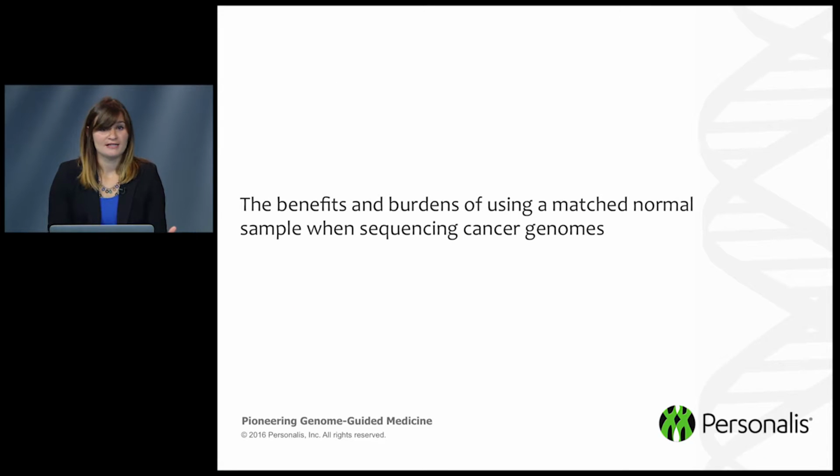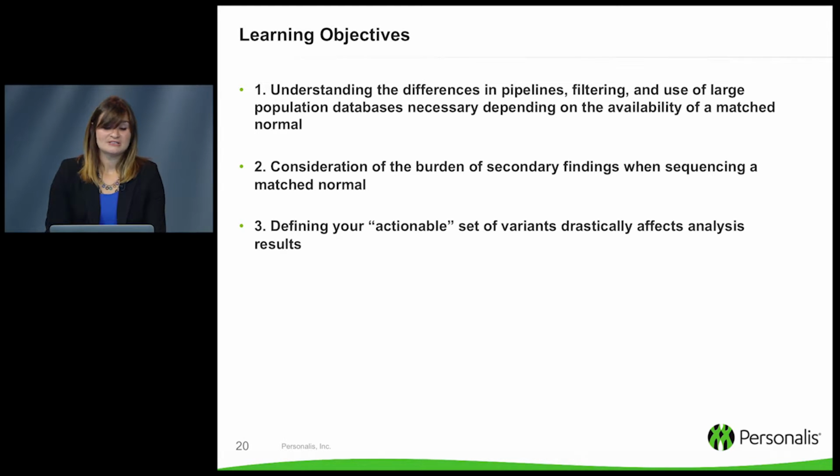So having developed and validated some of our assays, we then wanted to see what's the difference in our pipeline performance depending on whether we have a matched normal sample available or not. Now, as Toby stated, the learning objectives from this portion of the webinar to keep in mind are, first, to really understand the differences in pipelines, in filtering techniques, and use of large population databases necessary, depending on whether or not you have a matched normal available. Second, to discuss the non-trivial considerations of secondary findings, education and consent when sequencing the germline. And finally, we'll talk about how defining your set of actionable variants affects your analysis results.